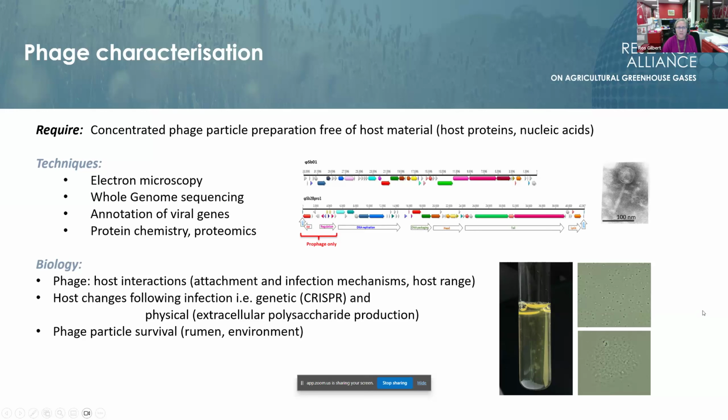You can also examine host changes following infection. So CRISPR were first discovered with bacteriophages. So there's genetic mechanisms and physical mechanisms of resistance. Some of the physical changes you can very easily see by even over-incubating your phage culture with the host. You get, like you can see in this diagram here, clumps forming of your bacteria. Effectively, they're trying to make a biofilm and stick together and exclude the phage particles. Once you've got cultures, you can also examine how the particles survive both in the rumen but in the greater environment.